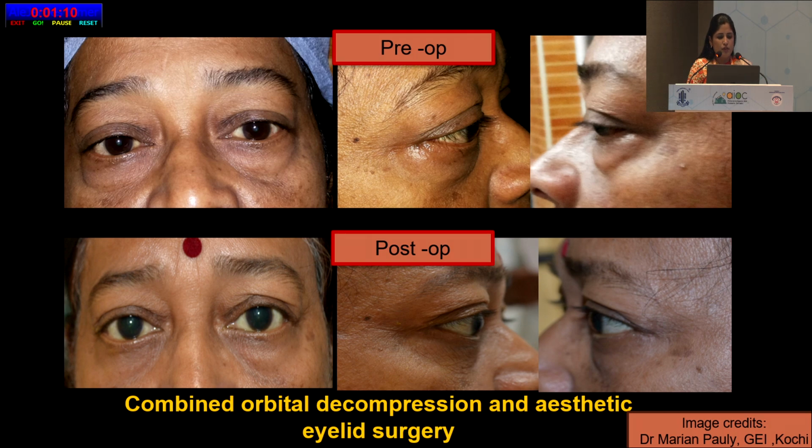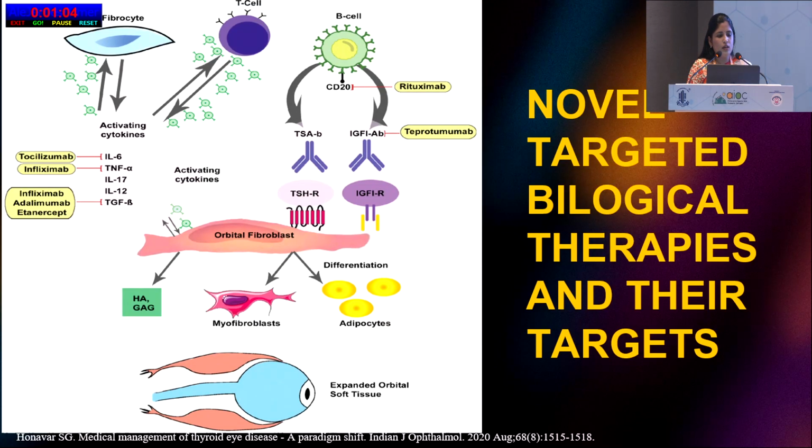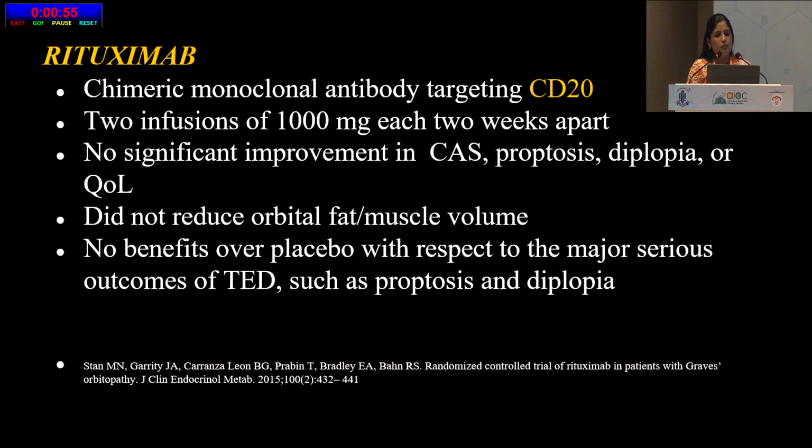This is one of the patients wherein combined orbital decompression and aesthetic eyelid surgery was done in the same setting. Targeted therapy includes teprotumumab, which is readily available in the West, not available in this subcontinent, rituximab, tocilizumab, and infliximab. Rituximab is against CD20, 2 infusions of 1 gram 2 weeks apart.